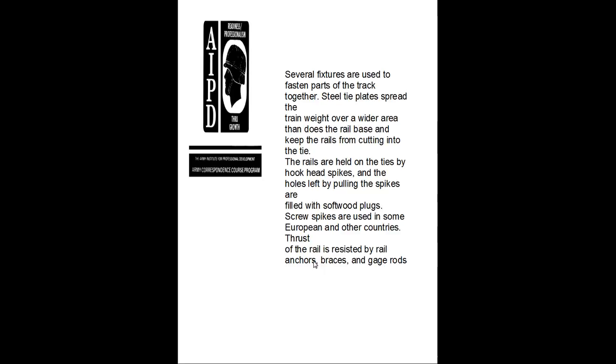Hook-headed spikes are used, and the holes left by pulling spikes are filled with soft wood plugs. Screw spikes are used in some European and other countries. Thrust to the other rail is resisted by the rail anchors, braces, and gauge rods.